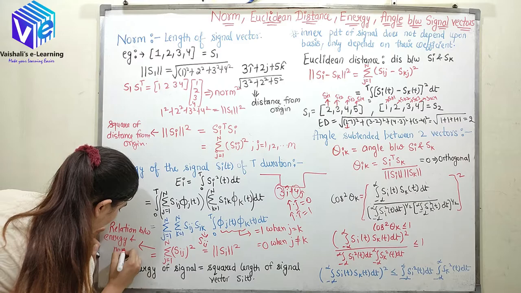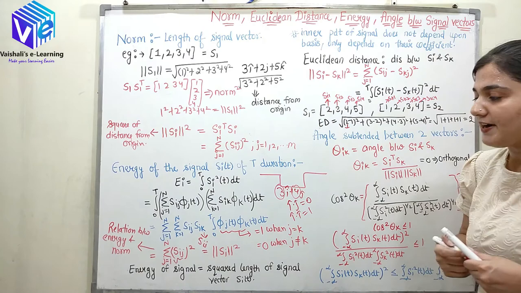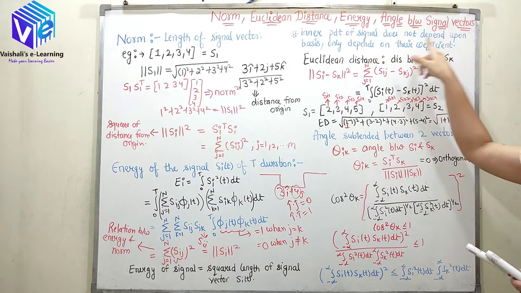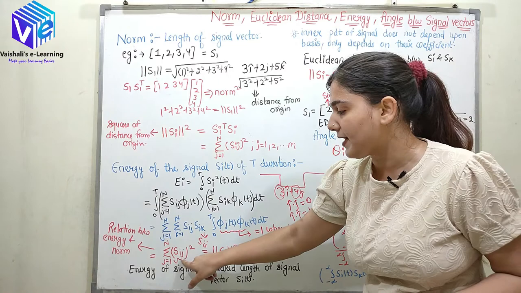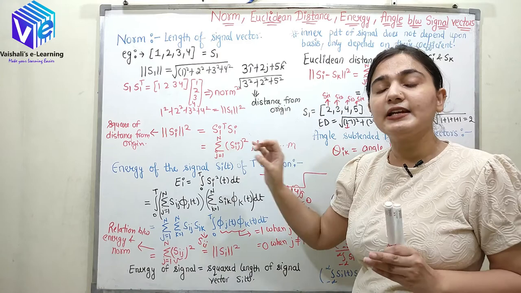So now here I can see the inner product just depends upon the coefficient. So this is the coefficient, it does not depend upon the basis function. I have already eliminated it. So inner product of the signal does not depend upon basis, it just depends upon their coefficient. So it is just dependent upon the coefficient or the projection. So here I have already discussed about Euclidean distance. I hope now you are clear about Euclidean distance, energy and norm, and the relation of energy with the norm as well.